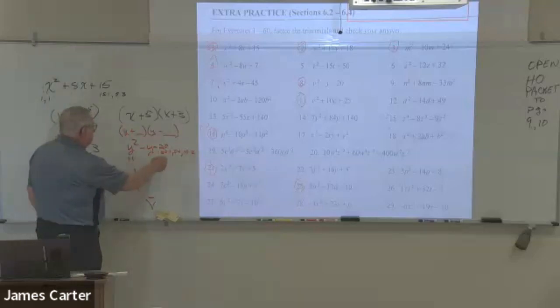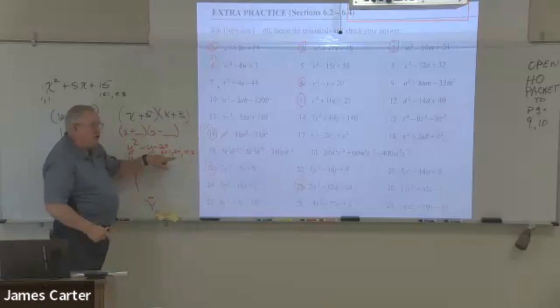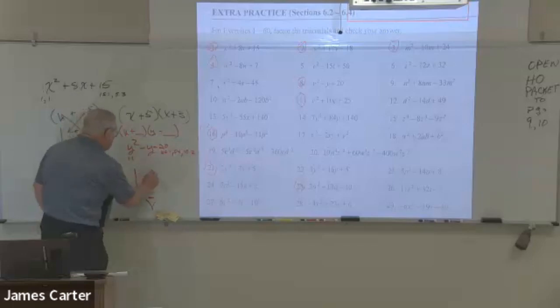Since these are 1s, this one's pretty easy. I need to get a 1 here, a 1. Which one of these sets of pairs, if you subtracted them, would give you a 1? 5 and 4, wouldn't it? So 5 and 4 is what goes here. Multiply it, 5. Multiply it, 4. 5 minus 4 is 1.